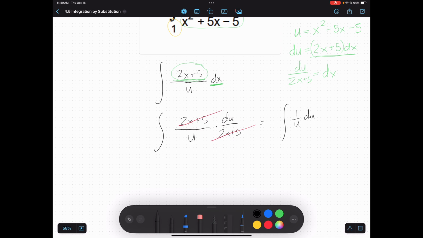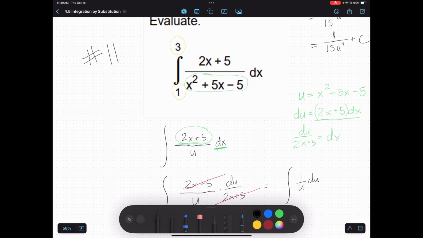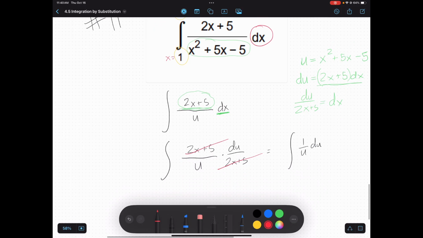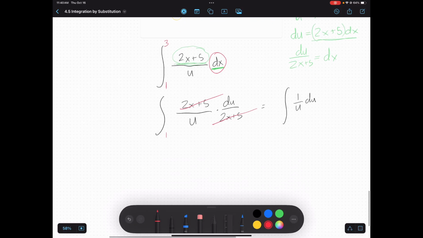Now, I have purposely not done anything with the bounds yet because of the conversation we had in the concept video, where the bounds start as x values because this initial integral is in terms of x. So those are x values. Technically I'm okay putting these as x values while my integral is still in terms of x, but if I were to put these as x values here, that would be incorrect because my integral now is in terms of u.